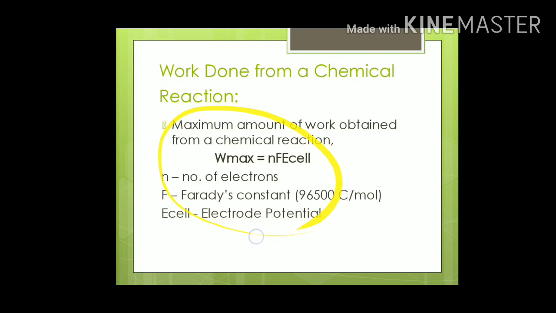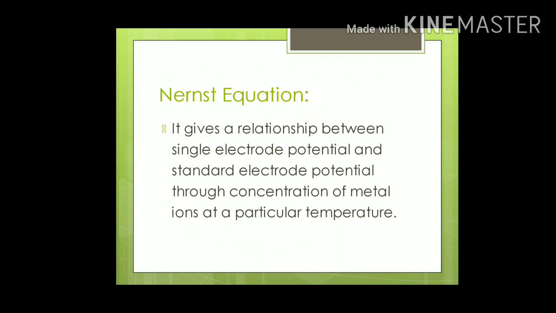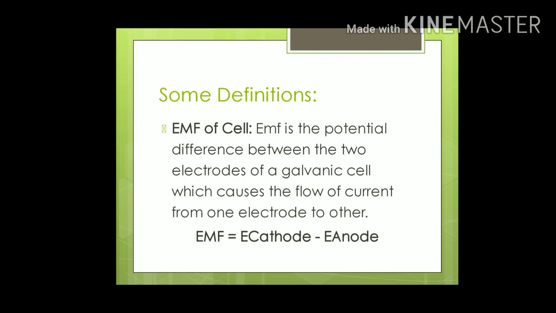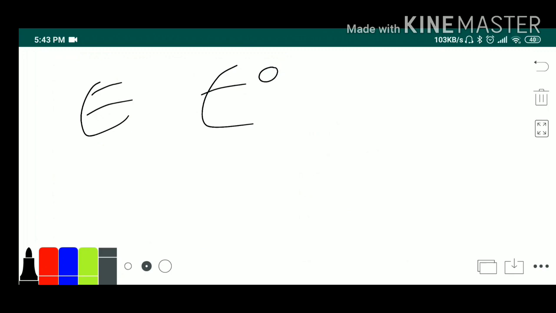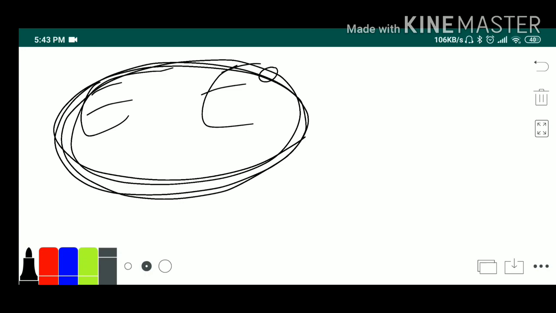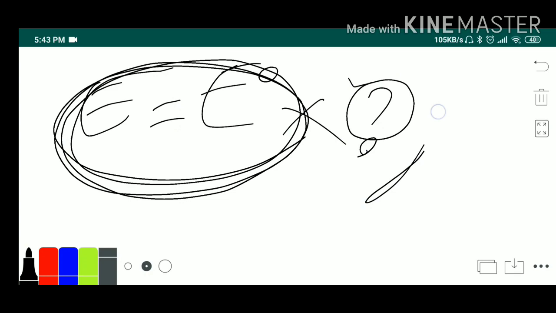Now let's move to the actual thing. This is in our syllabus. They might ask for 1 mark, and just for 1 mark it is. Okay, don't worry, this is important. Nernst equation. Then what is Nernst equation? We got the electrode potential, we got the standard electrode potential. The relationship between these is our Nernst equation.